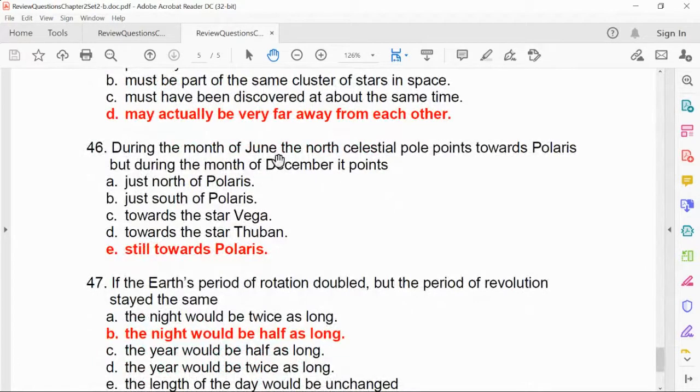Question 46. During the month of June, the North Celestial Pole points toward Polaris. During the month of December, it still points toward Polaris. It's 6 months. Remember, I told you we need 26,000 years for a full cycle. So in 13,000 years, it will basically get opposite to where it was.